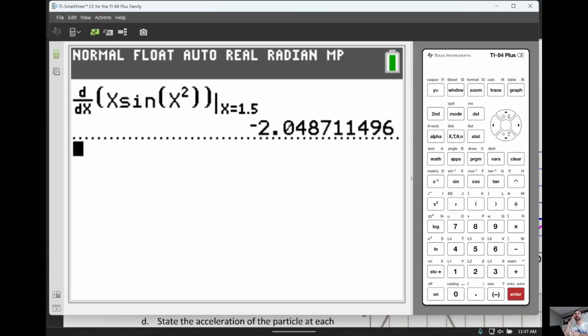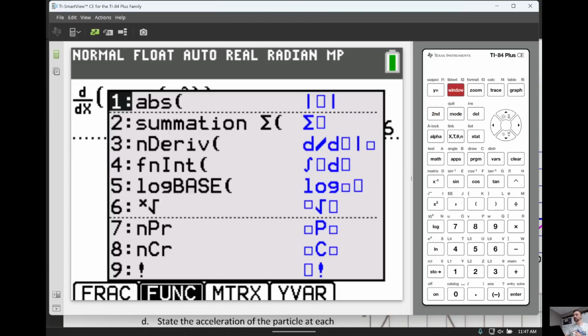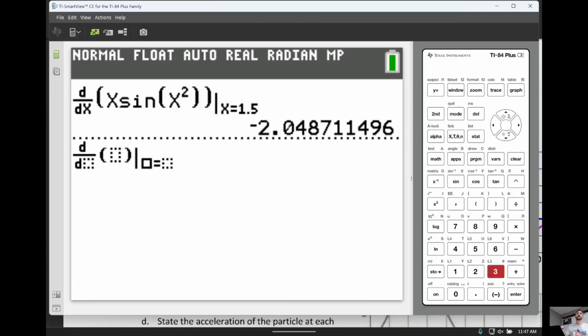Yes, Grace. How do you get to the bottom? How do you get to what? Alpha window, option 3. Yep.